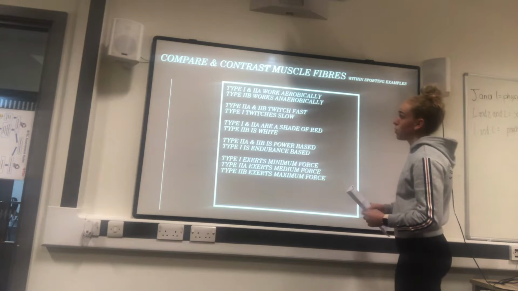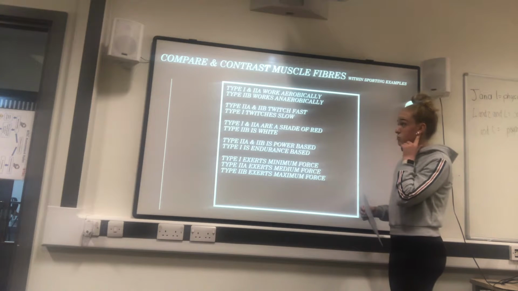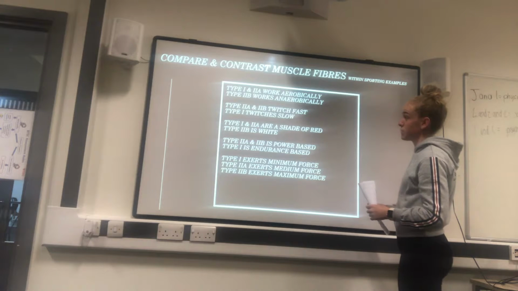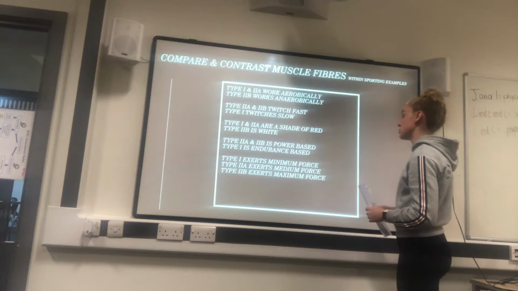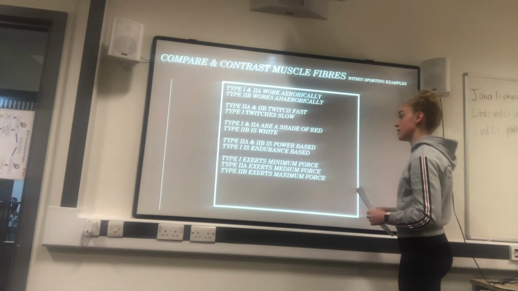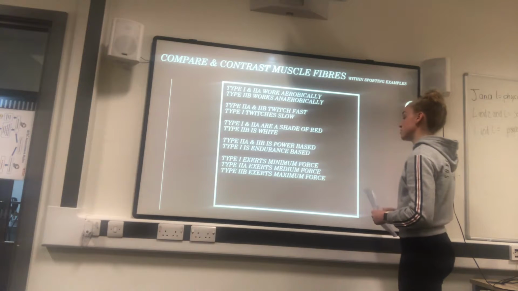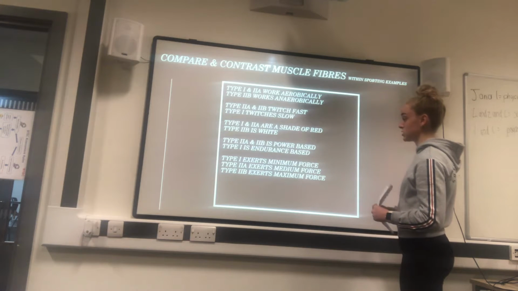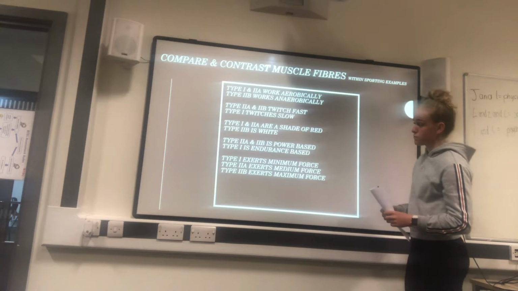Type 1 and type 2A work aerobically, whereas type 2B works anaerobically. Type 2A and type 2B twitch fast, type 1 twitches slowly. Type 1 and type 2A are a shade of red, type 2B is white. Type 2A and type 2B are power based, type 1 is endurance based. Type 1 exerts minimum force, type 2A exerts medium force, type 2B exerts maximum force. Next.